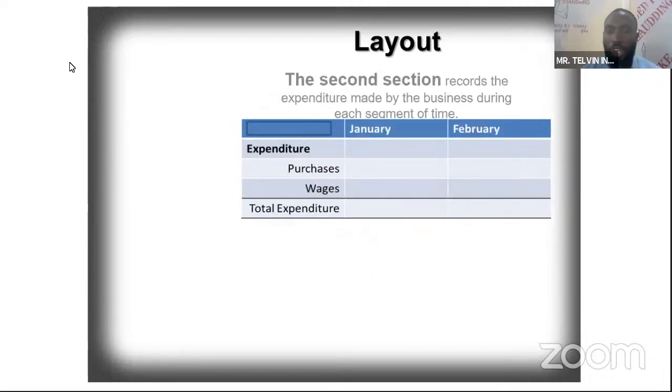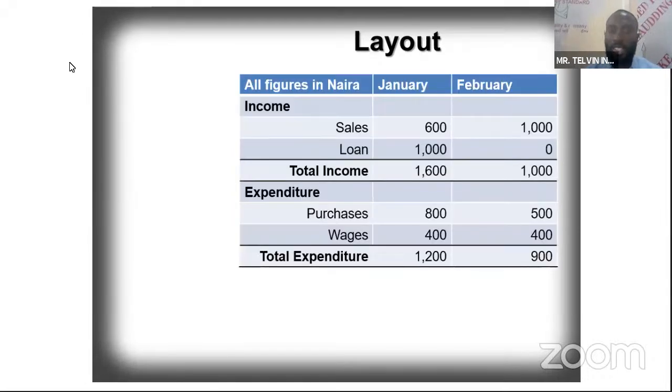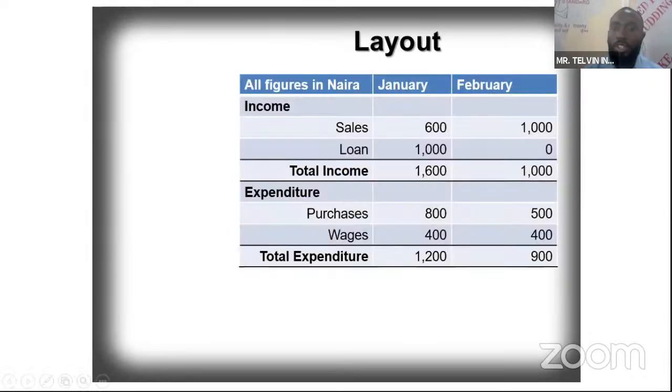Then your expenditure: purchases, the stock that you bought for resale, the wages, the people that you paid. Those are part of expenditure. There are other expenditures too. So when you have that put together, let's look at this. For instance, you have your sales. You have 600 naira sales. You took a loan of 1,000, total income 1,600.